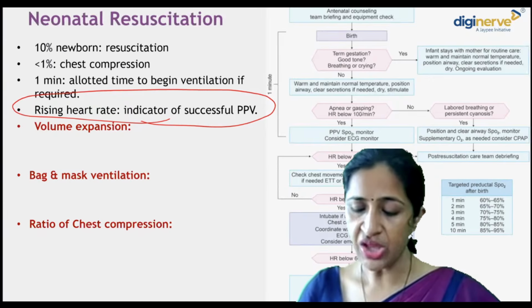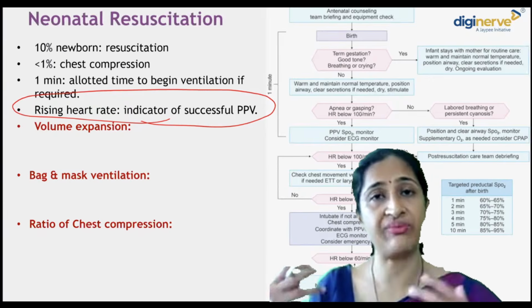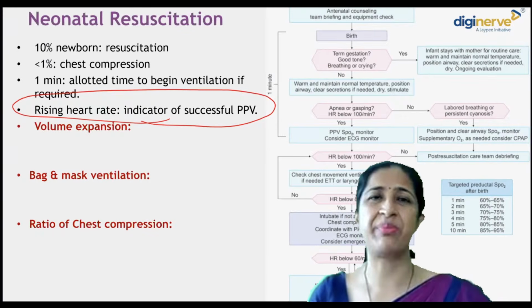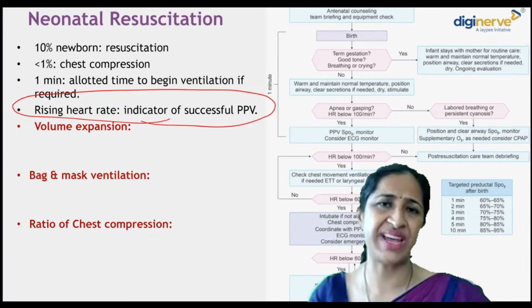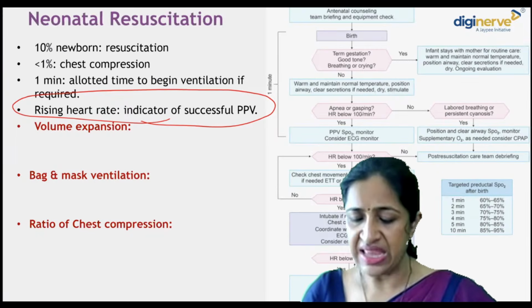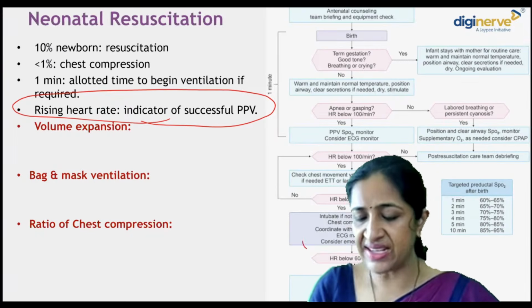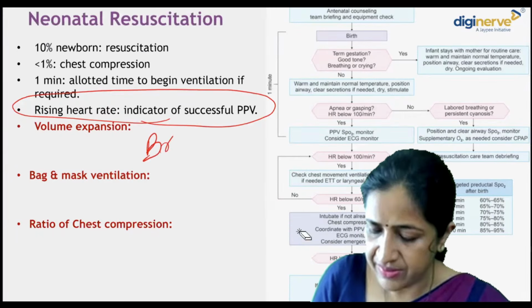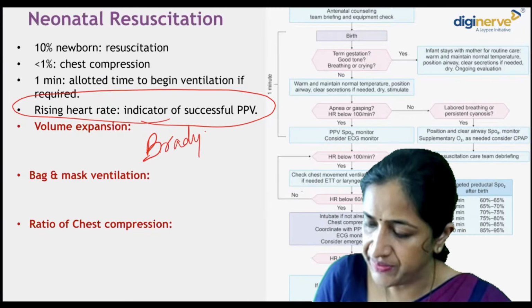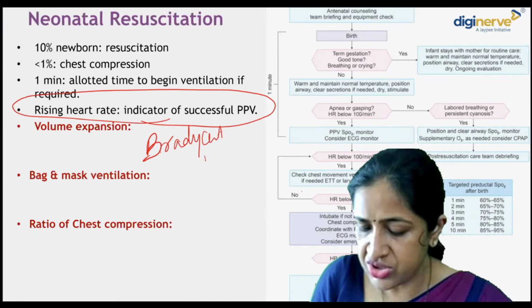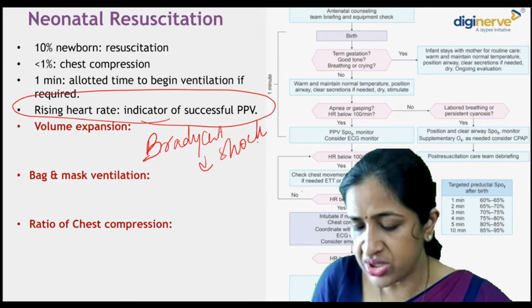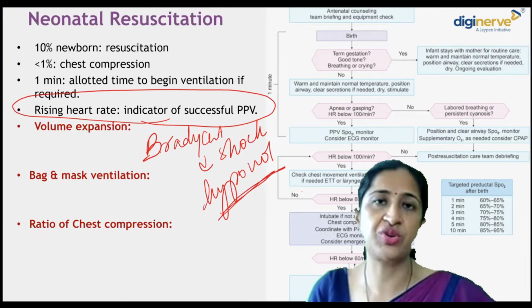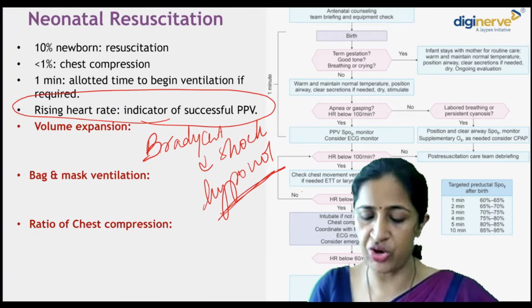Okay. Now, volume expansion in children who have come with dehydration and shock because of maybe massive abruption or placental detachment, something like that, then volume expansion is given, and it is given when you have bradycardia because of shock. Shock is because of primarily hypovolemia, and this doesn't respond to other resuscitative measures. You're going to give volume expansion.